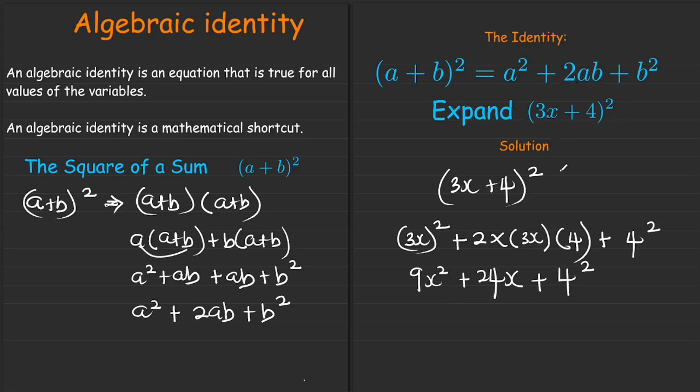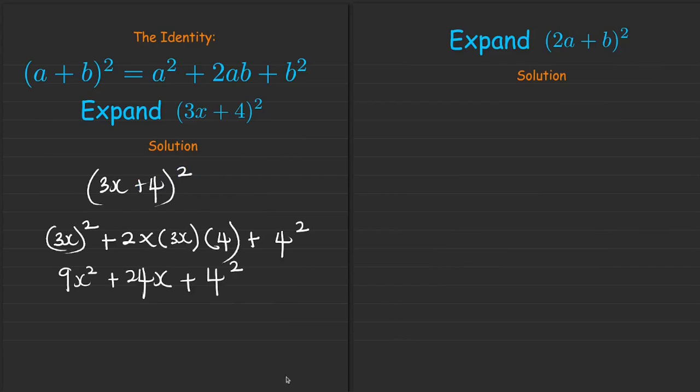And as you can see, we did not use the FOIL method where we had to open the brackets, write them as the product of each other and then take the first term and then multiply. We didn't do that. All we used was the identity, which was very, very simple. Now let's take another example so we enhance our understanding.